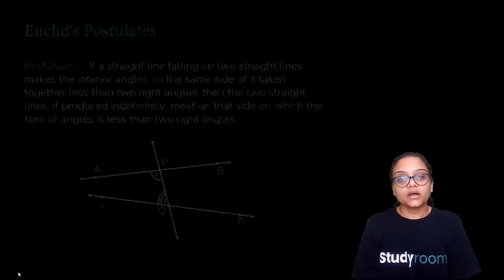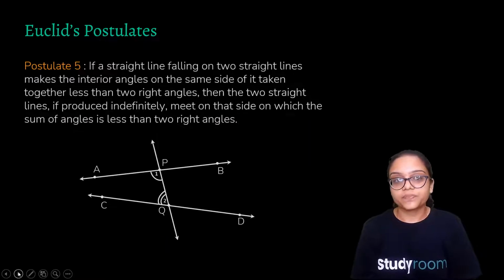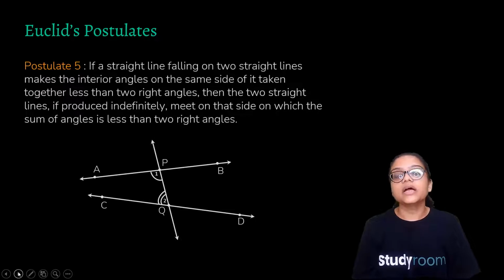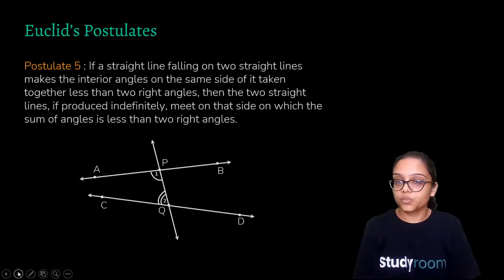What does postulate 5 say? If a straight line falling on two straight lines makes interior angles on the same side of it taken together less than two right angles, then the two straight lines, if produced indefinitely, meet on that side on which the sum of the angles is less than two right angles.